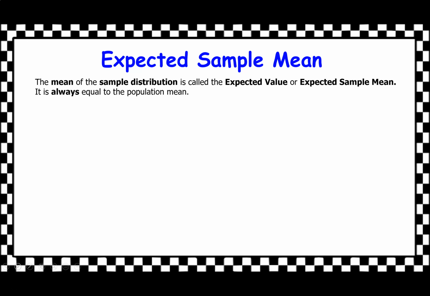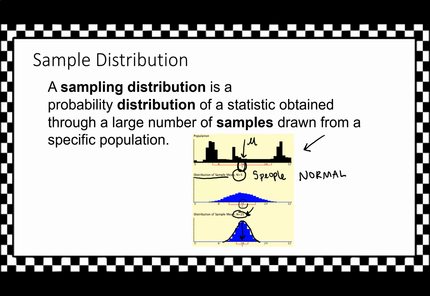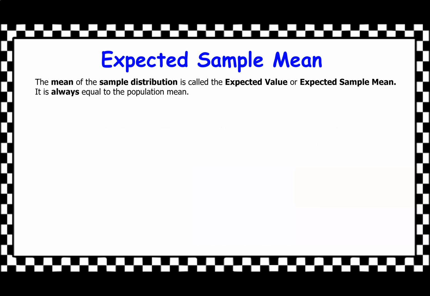Now, let's do some definitions here. The mean of the sample distribution is called the expected value or the expected sample mean. It is always equal to the population mean, right? If we go back to this picture, this is what we're talking about right here. That is the expected value or the expected sample mean right there.